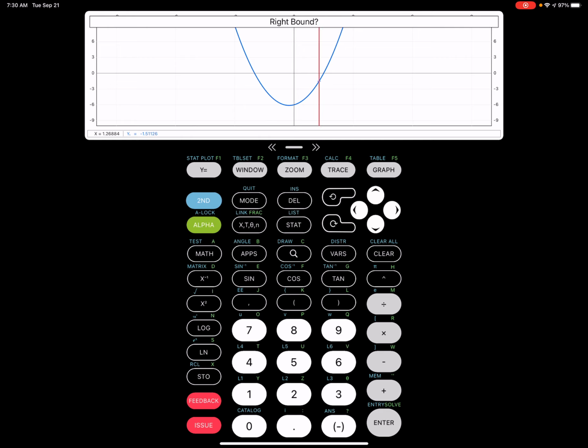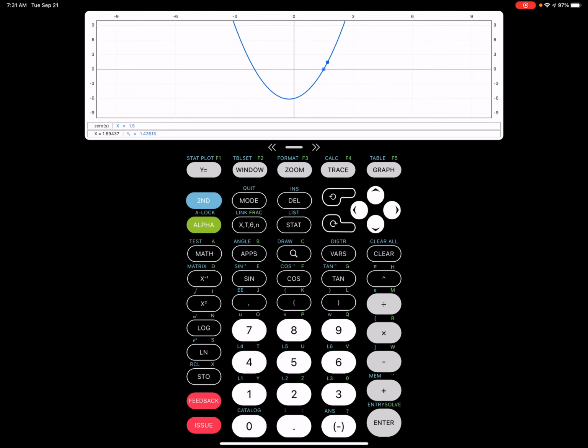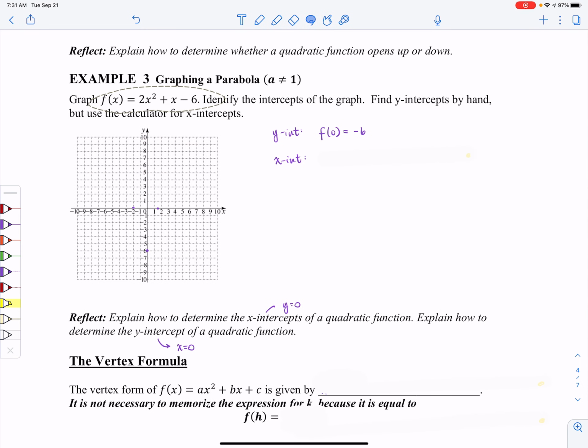I'm going to push enter. And then I'm going to arrow a little further to the right so that I'm on the right side of my x-intercept. Push enter again. Yours will ask you to guess. You can push enter. You don't need to guess. And you'll notice that the other 0 is going to be at 1.5. And so I've got that marked on my graph. Both of my zeros then at -2 and at 1.5.